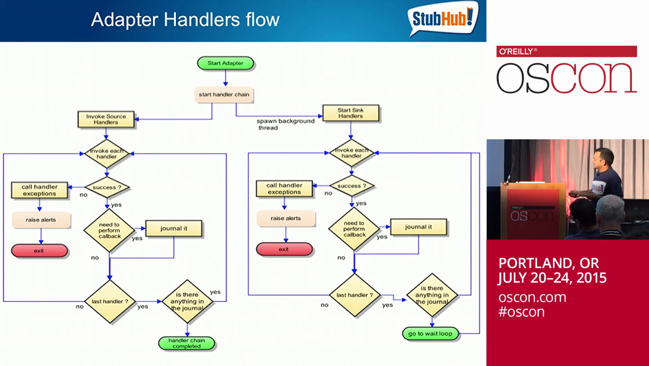So what the handler chain framework does, again, this is part of the framework code: for each handler that it runs, it invokes the handler. Obviously, if it's a failure, it's going to handle exceptions and raise the alerts and exit from there, right? This is another capability not to be taken lightly: the ability to raise alerts to people that need to know when things have failed.